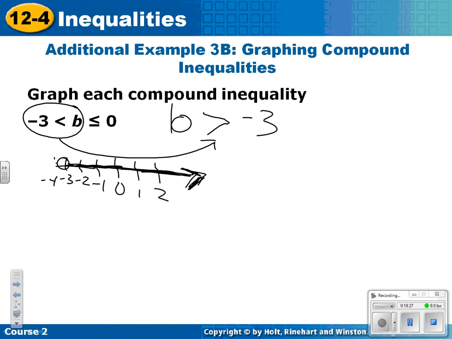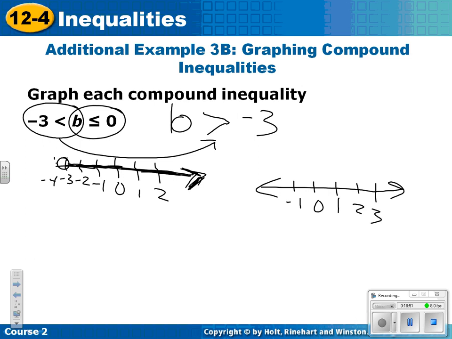So then on my next number line, I've got B is less than or equal to 0. So I'm going to have -1, -2, or I'm sorry, I went the wrong way. -1, 0, 1, 2, 3, and so on. I'm going to put my dot at 0 because I'm including 0. And because my B is first now, I can just read it normally. B is less than or equal to 0. So I'm going to do everything this way.